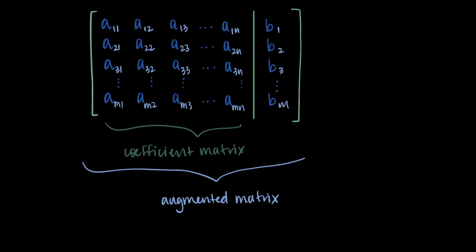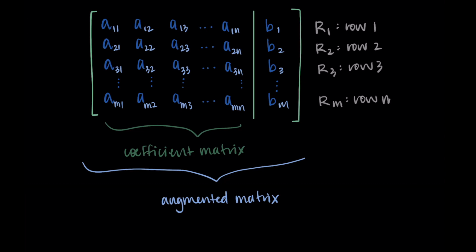We'll talk more about matrix properties later, but something that is good to know for now is that we usually refer to the rows with an R and then an index. So the first row is R1, the second row is R2, the third row is R3, all the way until we get to the mth row, so Rm. So all of this sounds a little complicated, I know, but once you actually just start with the system and have to write it as a matrix, it's really not that bad.